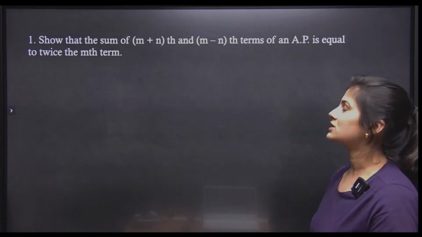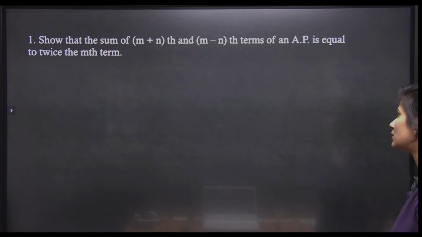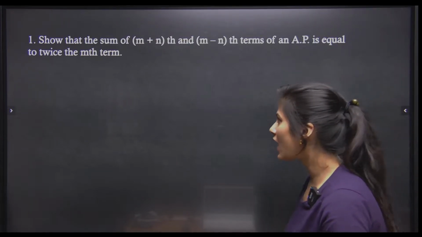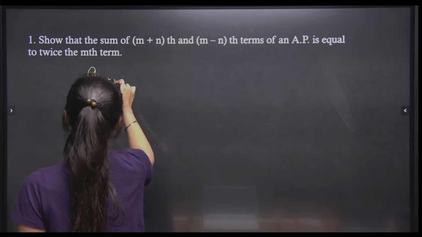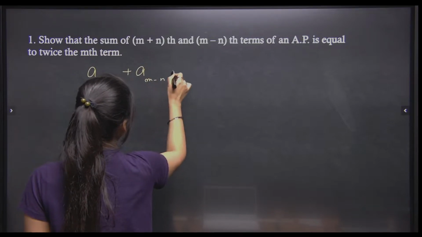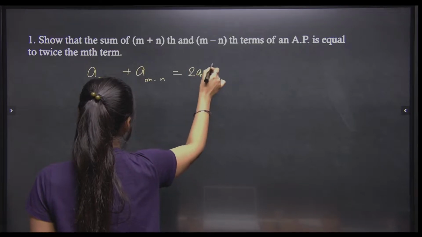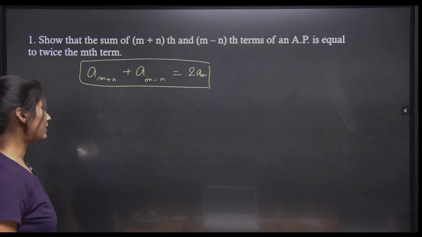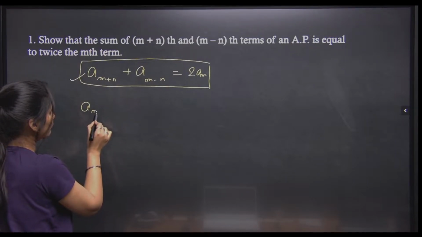So the question says, show that the sum of m plus nth and m minus nth term of an AP is equal to twice the mth term. So we have to show that the sum of the m plus nth and m minus nth term of an AP is equal to twice the mth term. We need to prove this. Okay. So let's start. First of all, we will find the left hand side.